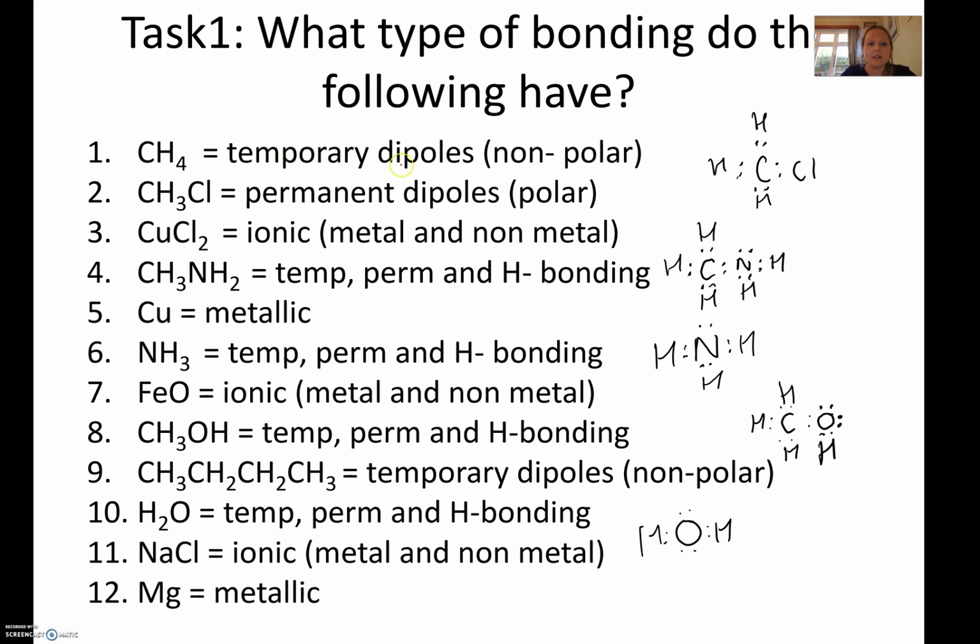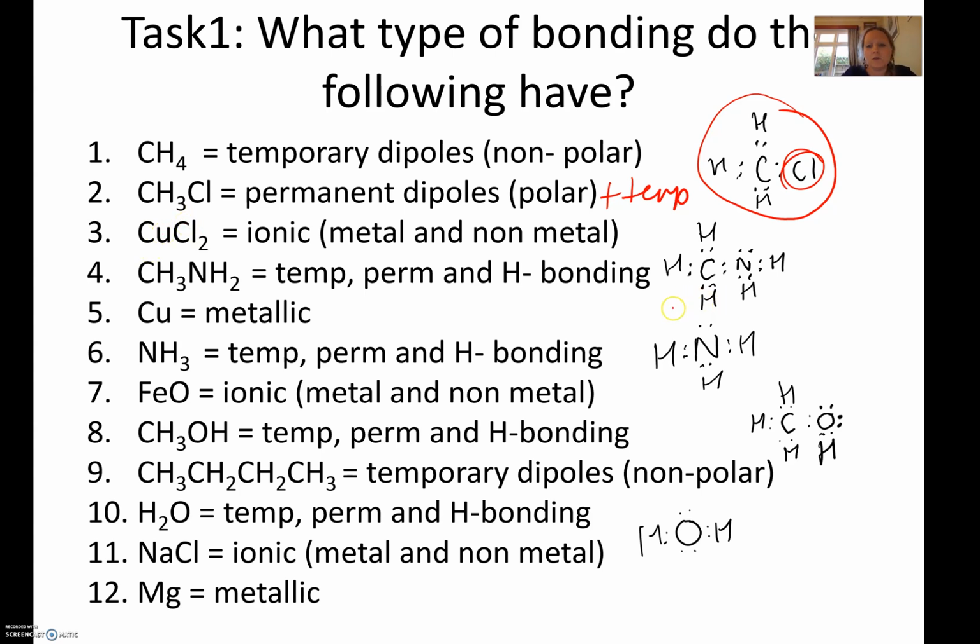This first one here, CH4, is just standard CH4. It's non-polar, so temporary dipoles. Second one here is polar, because of this here. So it'll have permanent dipoles and temporary dipoles. Sorry, that should say and temporary dipoles. This next one here, CuCl2, is ionic. Don't get tripped up. They love throwing this into NZQA exams just to throw you. So metal and non-metal makes ionic.